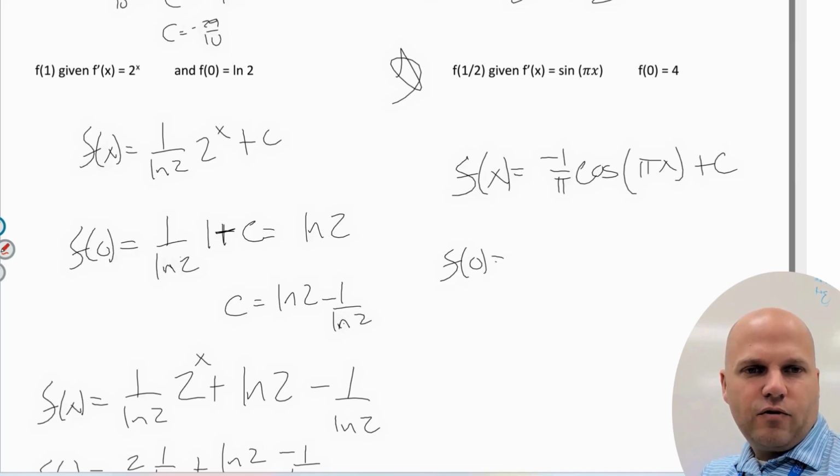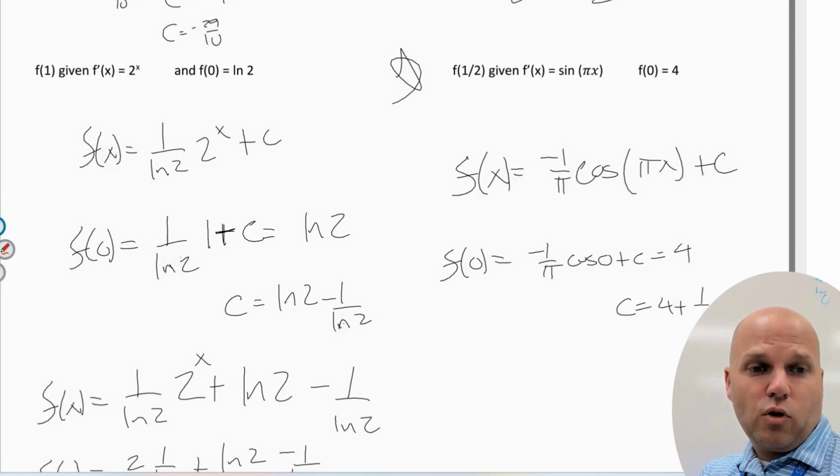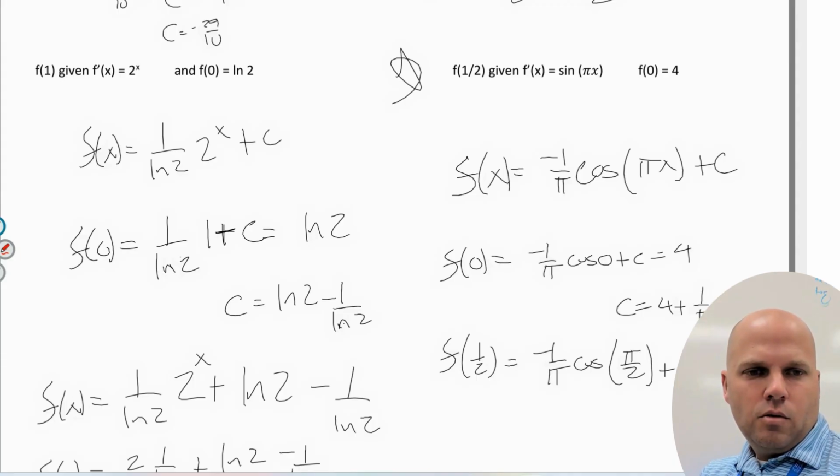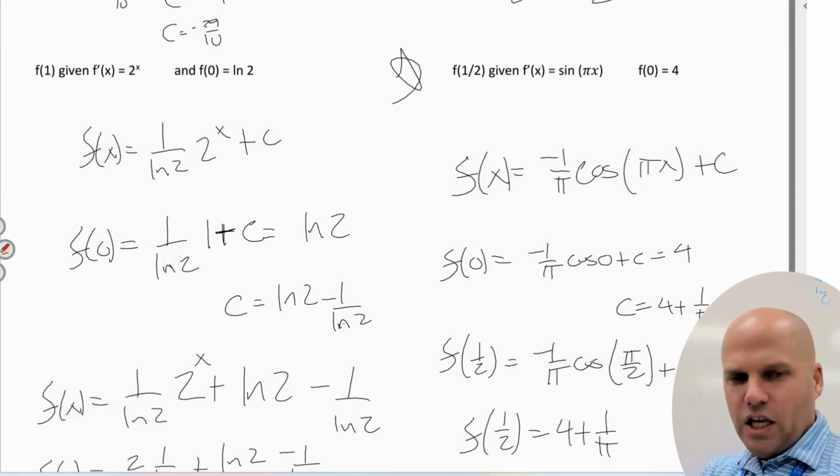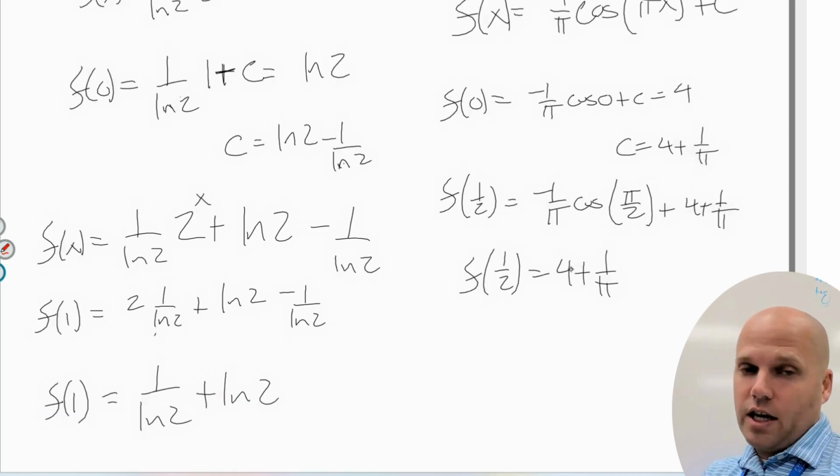F of 0 is 4, so I have negative pi cosine of 0 plus c equals 4. C equals 4 plus 1 over pi. That's great. I feel like I plan on this stuff working out, but it doesn't. This becomes pi over 2 plus 4 plus 1 over pi. This is 0, so my answer is just 4 plus 1 over pi. All right, good. Another kind of easier lesson if you're understanding things. Tricky lesson though.